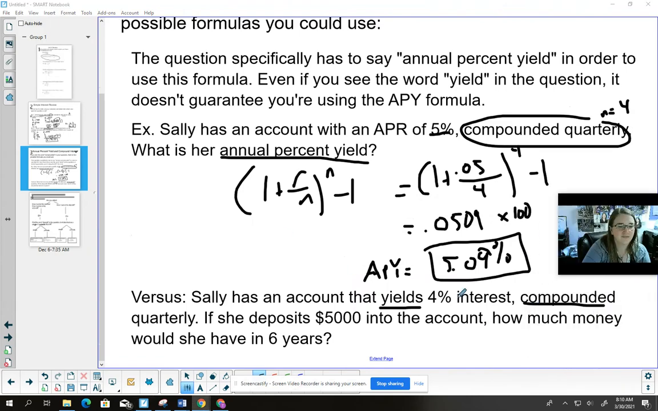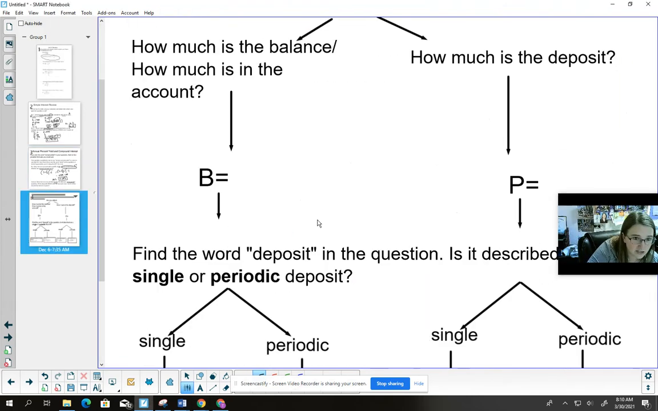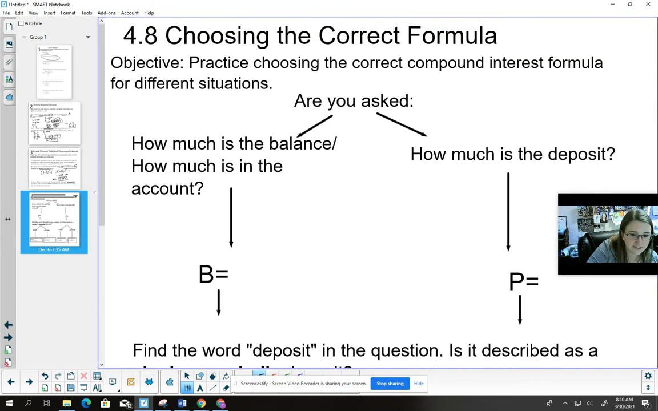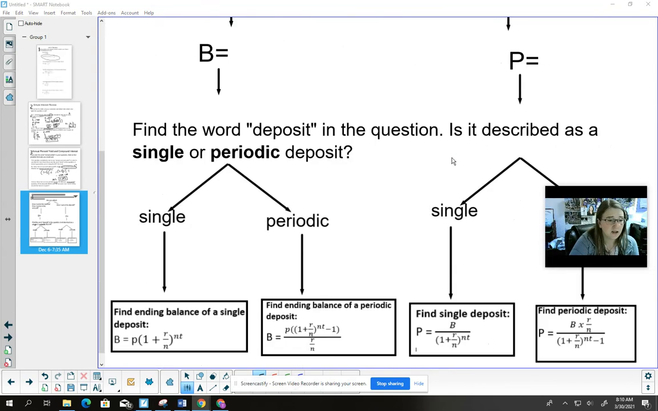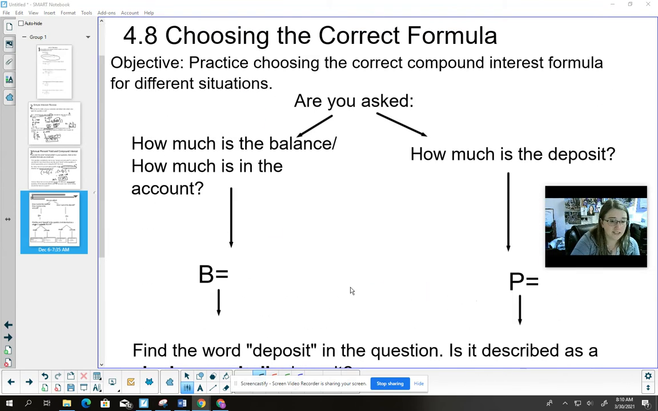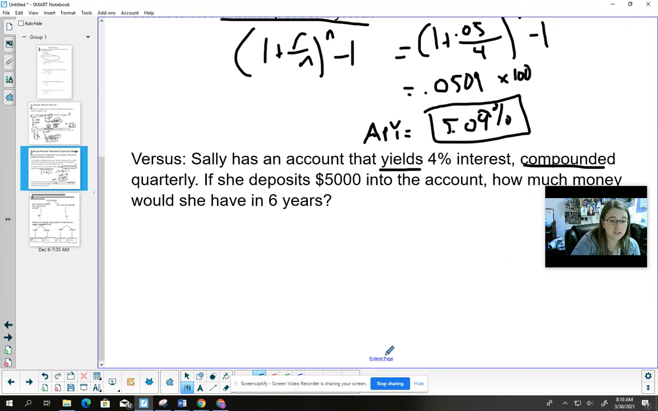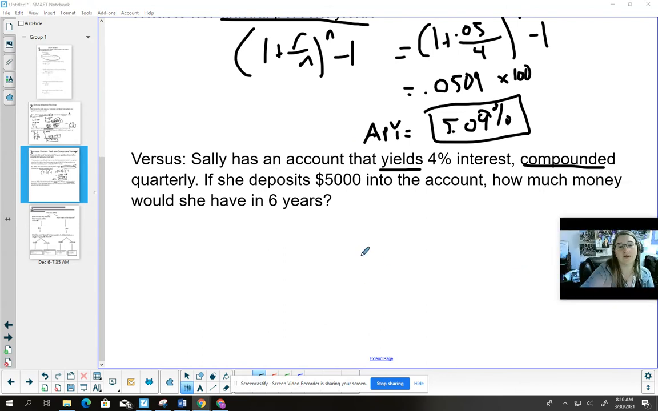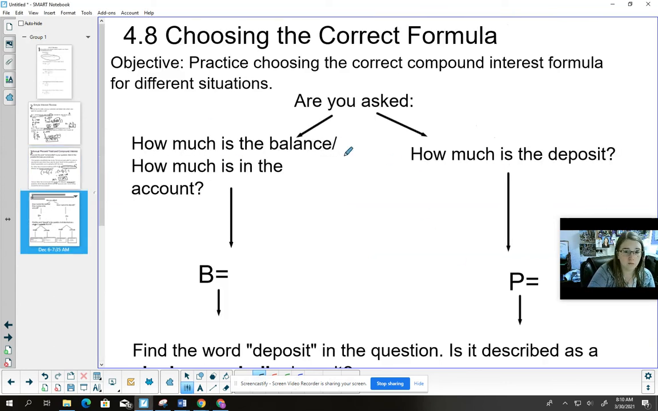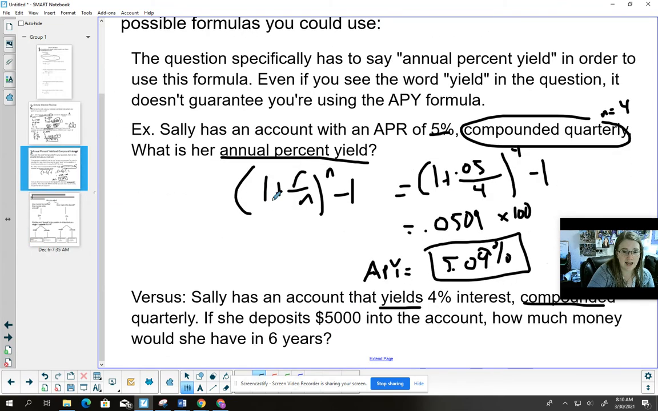What was I saying? So again, I have this here. I just copied this slide over. If you still need to copy this down, if you never did, you might want to copy at least the process and the names of the formulas. It's kind of a pain to copy the whole thing down. But this is going to be one where we have to figure out, is it a B equals or is it a P equals? And then is it a single or is it a periodic deposit? So start off with, is it a B or a P equals based on what the question is asking?